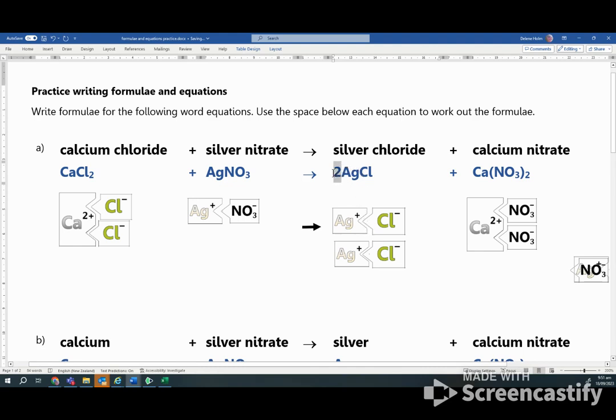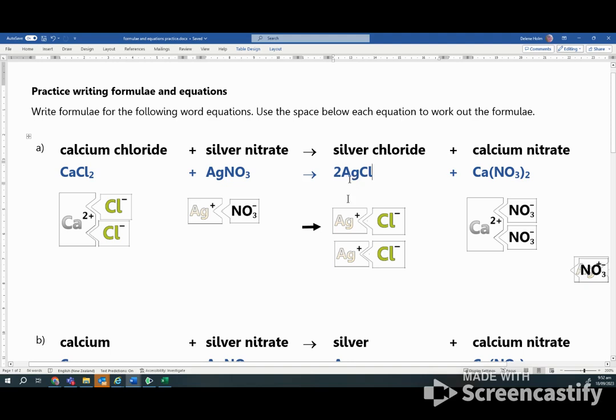The 2 in front means it applies to everything after the 2. So it applies to both the silver and to the chloride. Remember, the subscript only applies to something immediately to its left. The big numbers in front apply to everything afterwards for that formula.